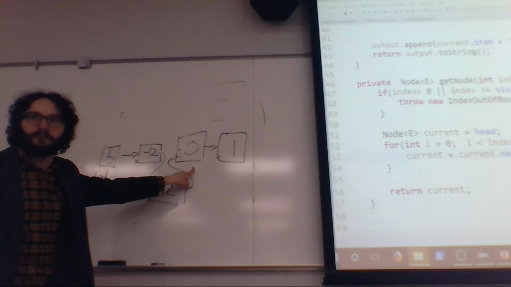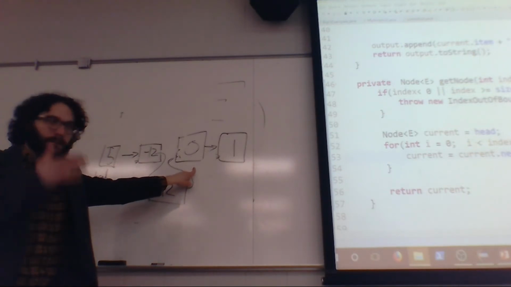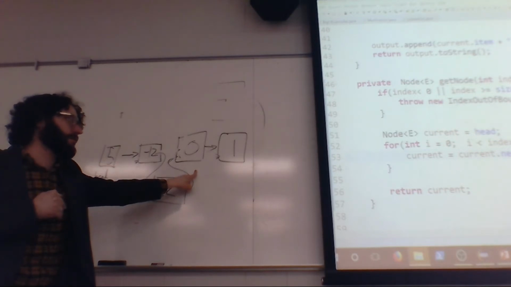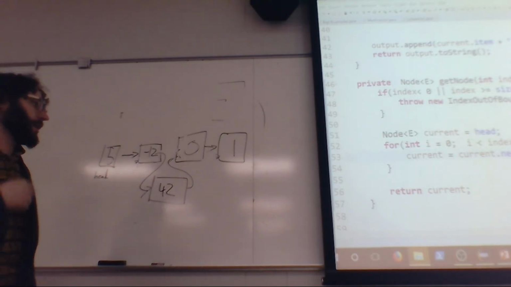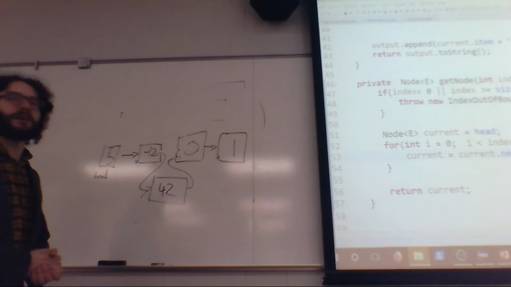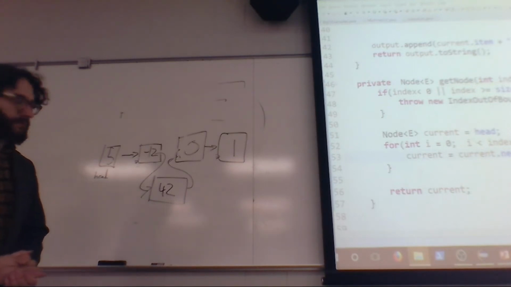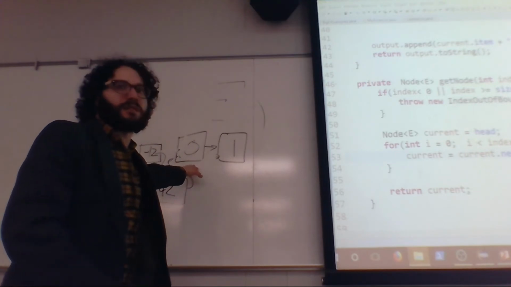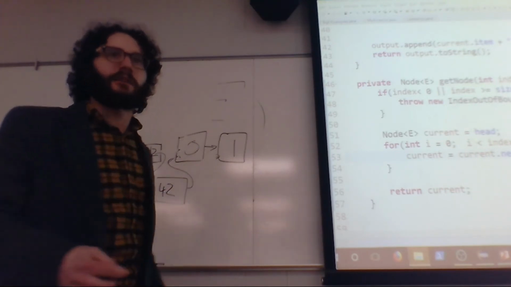Right? Make sense? We advanced 3 times. So we return the current node. And that would be the node. Remember, we're not returning 0 over here. We're returning the node that contains 0. Okay?